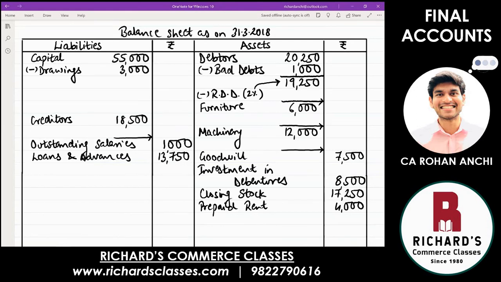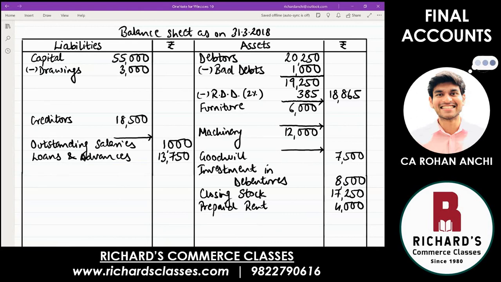385. That's correct. 19,250 into 2 upon 100, 2% is 385. So deduct and tell me now the actual value of debtors that you will be receiving money from. 18,865. Very good. Second time you have adjusted debtors because there is a possibility of loss. We have recorded that, 385.